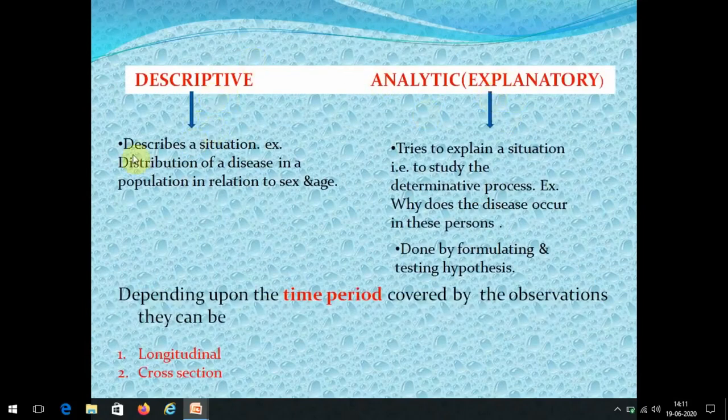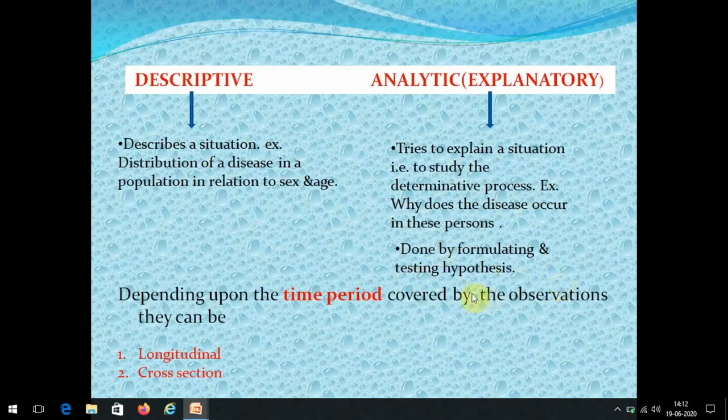Descriptive, as the name suggests, just describes a situation like distribution of a disease. We know it is mentioned under time, place, and person distribution. Analytical means it tries to explain a situation by determinative power, like why does the disease occur? Descriptive tells where it is occurring, how it is occurring, how fast it is occurring, and what are the age groups affected. Here it is saying why does the disease occur. So here we formulate the hypothesis. In analytical, we test the hypothesis.